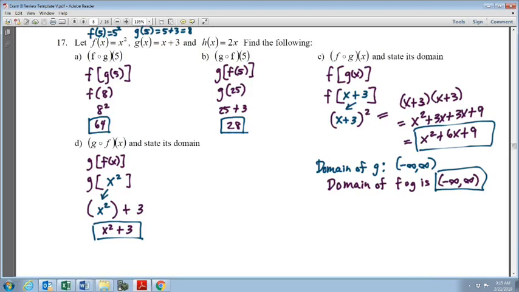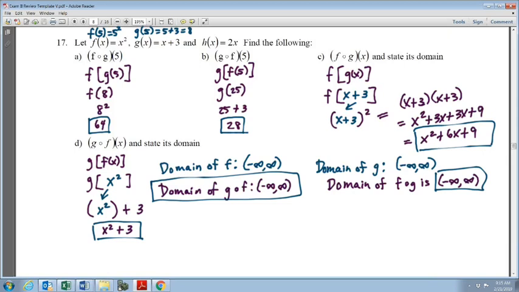So our input was f of x, which is x squared, and that has a domain of all real numbers. And if you look at our final answer, x squared plus 3, that also has a domain of all real numbers. It's quadratic. And so there are no restrictions on this one. It's just going to be all real numbers. All right, let's move on to number 18.